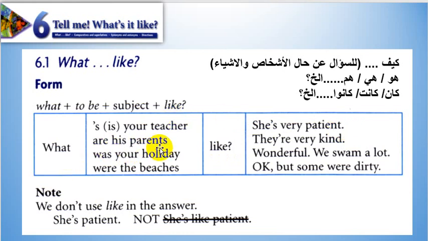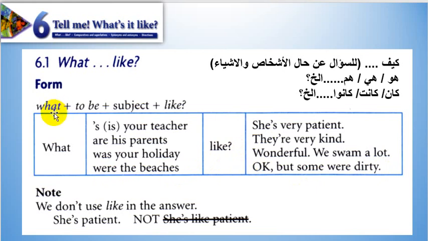What are his parents like? They are very kind. What was your holiday like? The question asks about the state of things, including the holiday. What was it like? Wonderful. We swam a lot. The past of the simple past of verb swim. Okay. What were the beaches like? Okay, but some were dirty.